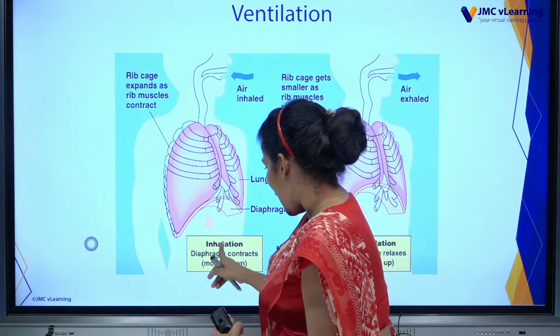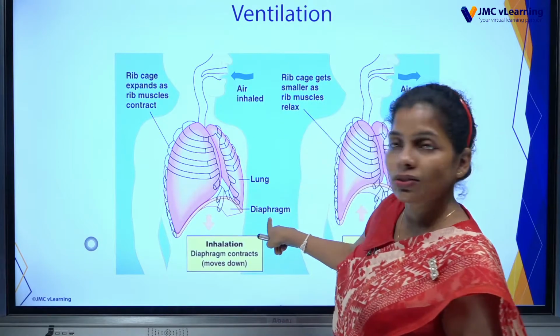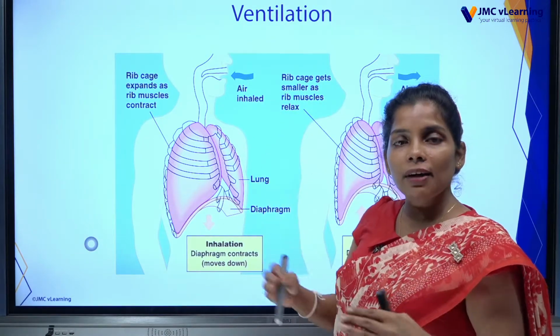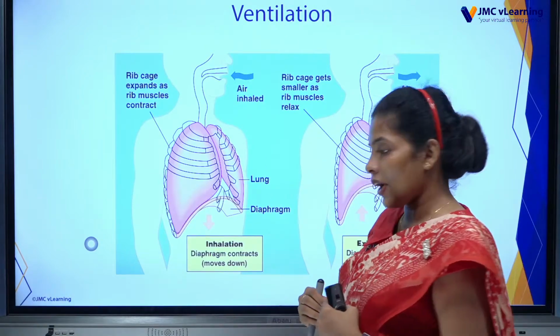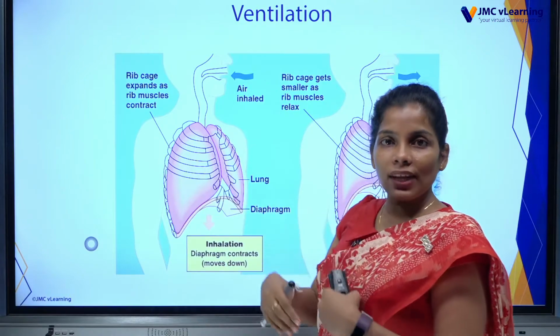So in here the diaphragm contracts. This is the diaphragm. Can you see? What happened to the diaphragm? The diaphragm contracts. Now we are moving to exhaling air, the opposite part of the inhalation.